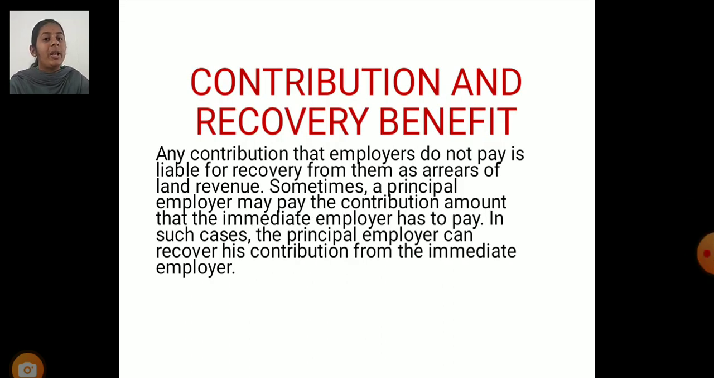Contribution and recovery benefits: any contribution that employees do not pay is recovered from their arrears as unearned revenue. Sometimes a principal employer may pay the contribution amount that the intermittent employer has to pay. In such a case, the principal employer can recover his contribution from the intermittent employer.